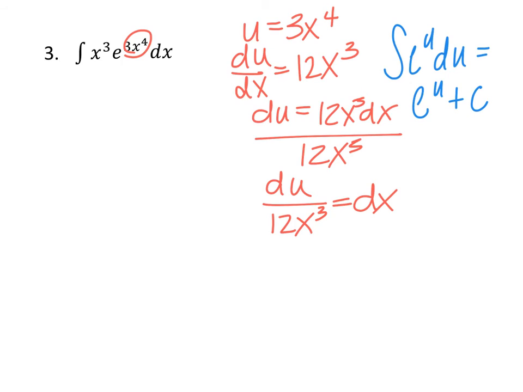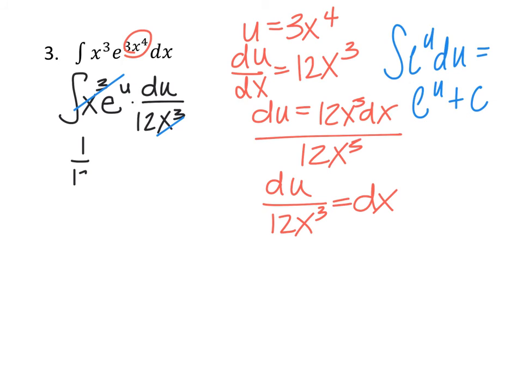When I see that I've got an x to the third, that makes me happy because I have an x to the third in my integral that I need to get rid of. So let's go ahead and rewrite our integral. That x to the third hangs out there for a minute. Then it becomes e to the u, and I replace dx with du over 12x cubed. Okay, so the x cubes cancel. That leaves me with a 1/12 in the front of my integral.